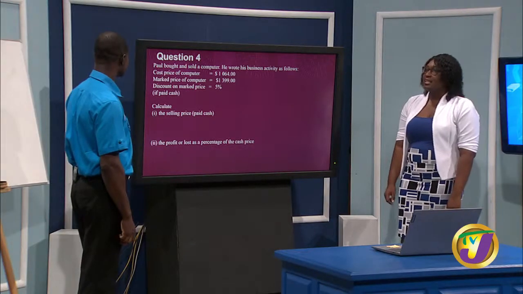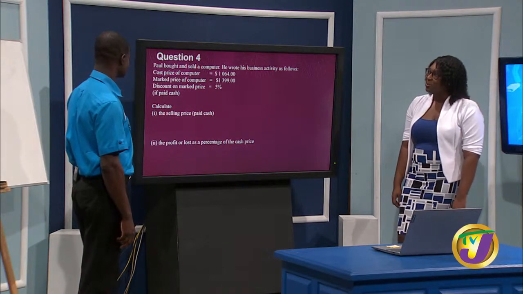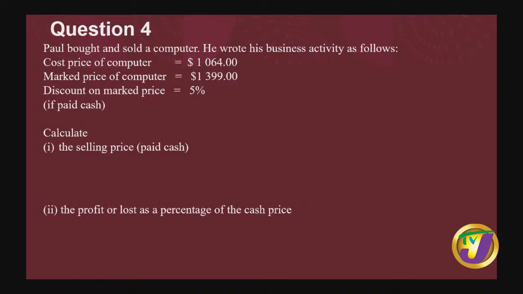All right. So here we have another question. And now we're talking about Paul. So Paul bought and sold a computer. He wrote his business activity as follows. So the cost price of the computer is $1,064. The mark price for the computer is, what's another name for mark price? Right, selling price. The selling price for the computer, just in case you guys are a little bit confused, is $1,399. And the discount on the mark price, if paid cash, is 5%.